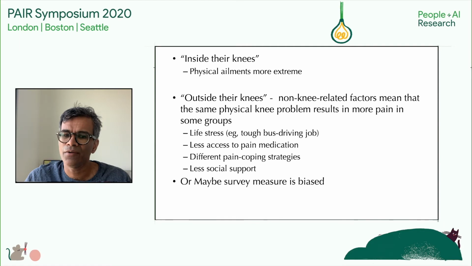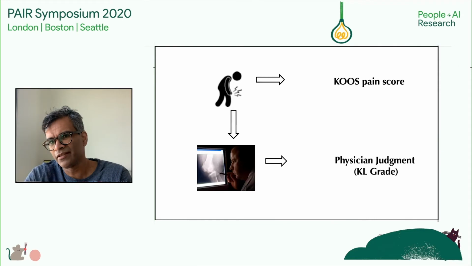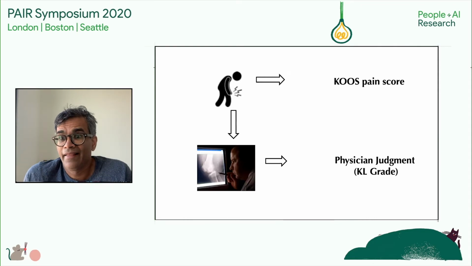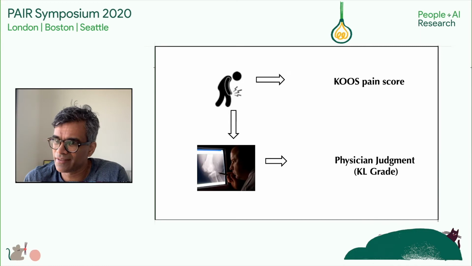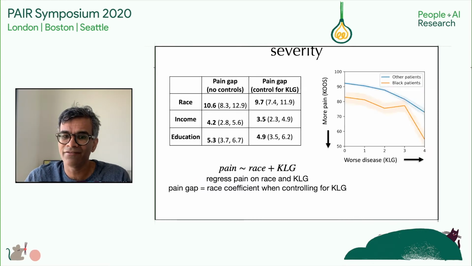So how do we get at this? Well, the way we would get at this is that we of course have one read of the problem, the pain score. Now we get the x-rays, let's get a clinician to look at the read, get a KL grade. That's the grade of osteoarthritis severity. And now ask, conditional on the KL grade, the severity of the osteoarthritis in the knee, is there still a pain gap? And what we tend to find is that in fact, even after you control for the severity, that's on the x-axis here, you see that the gap barely changes.